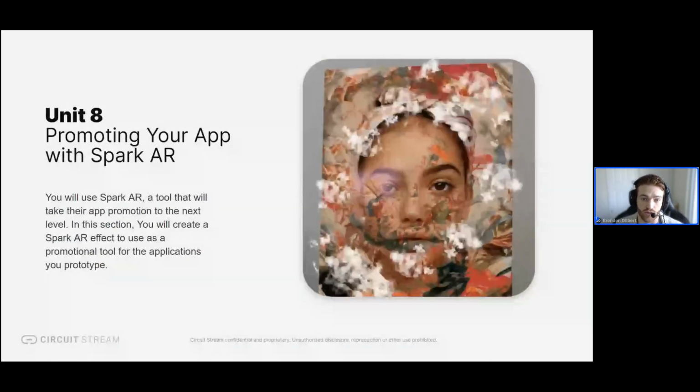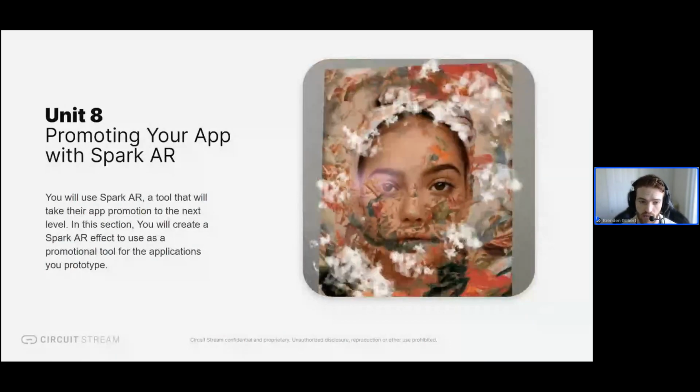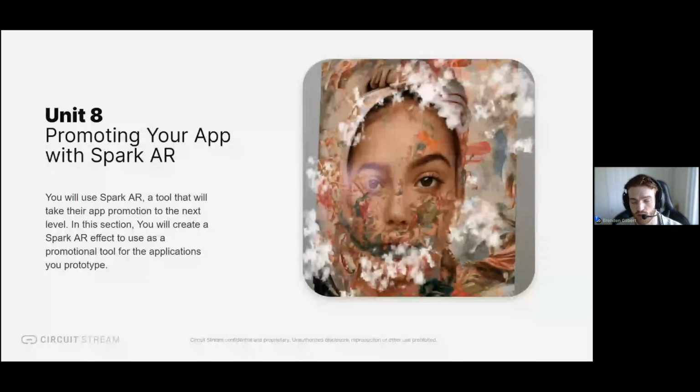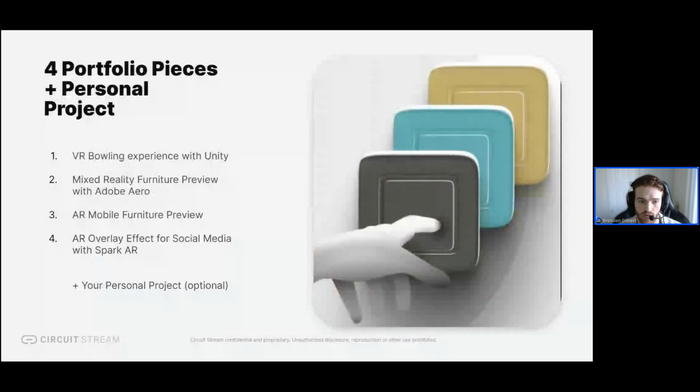Lastly, in Unit 8, you'll use Spark AR to take your app promotion to the next level by creating a Spark AR effect to use as a promotional tool for your prototypes. Finally, by the end of the course, you will have created 4 portfolio projects, which include a VR bowling experience with Unity, your mixed reality furniture preview with Adobe Aero, your AR mobile furniture preview, your AR overlay effect for social media with Spark AR, and then you also have the option to create your very own personal project or idea.